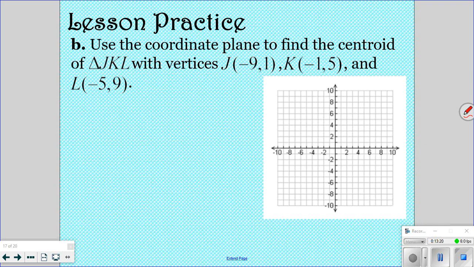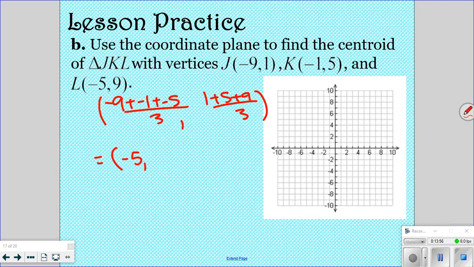Looking at this next one, again, y'all pause the video, try this one by yourself, and then unpause the video and I'll go over it. So on this one, we're looking for the centroid. So we actually don't need to worry about graphing it unless you just want to try and graph it to find the centroid. You can use your little formula, and we can do our x's, so -9 plus -1 plus -5, and divide by 3, and then 1 plus 5 plus 9, and divide by 3. So if you add those together, you get -15/3, which is -5, and you get +15/3, which is +5.